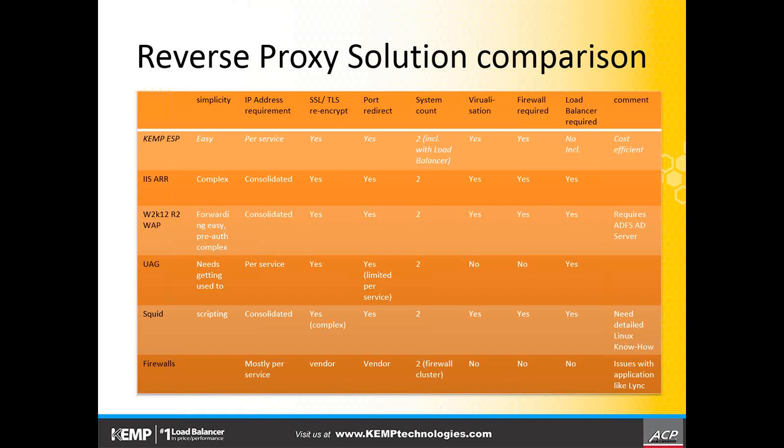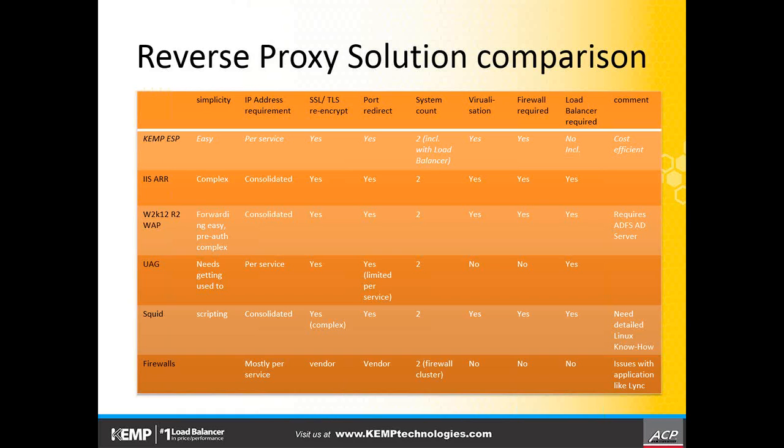Let's start, because we're having a KEMP session today for sure, with the KEMP ESP. If I say the simplicity, it's really easy. You will see in the configuration part a little bit later that it's not really difficult to configure. If we look at the IP address requirements per service, which means per Exchange, per SharePoint, per other web form, whatever we want to publish using the reverse proxy solution, we need an external IP address. As well, SSL and TLS re-encryption is supported. We have port redirection in it.